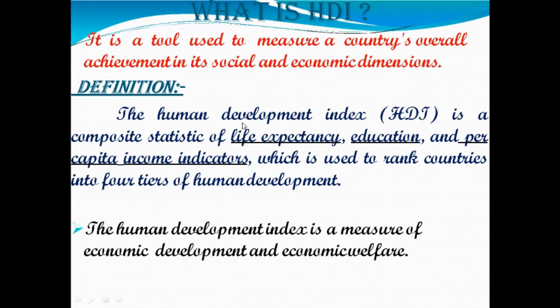Definition. The Human Development Index is a composite statistic of life expectancy. We have already discussed this word many times. What is life expectancy? Education and per capita income indicators, which is used to rank countries into four tiers of human development. Human Development Index is a measure of economic development and economic welfare.